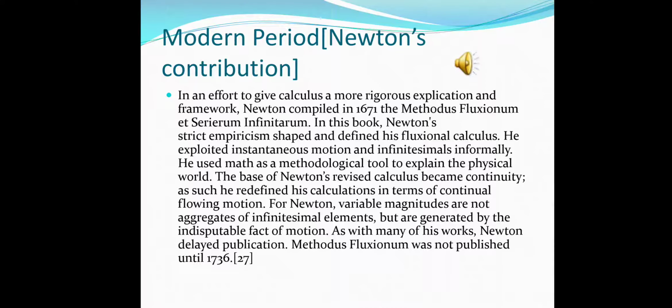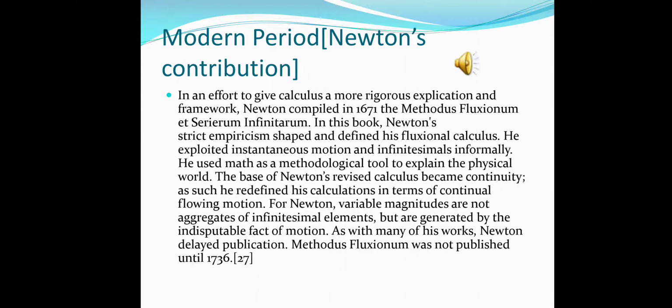Now we go with the modern period. Firstly, we will study Newton's contribution. In an effort to give the calculus a more rigorous explanation and framework, Newton compiled in 1671 the Methodus Fluxionum et Serierum Infinitarum. In this book, Newton's strict empiricism shaped and defined his fluxional calculus.